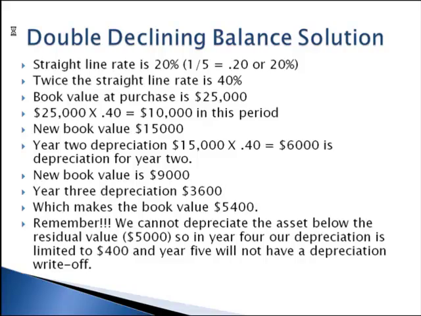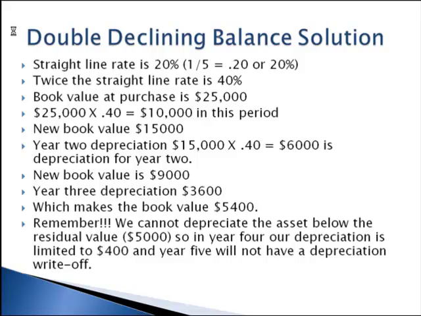We multiply it by 40%, which is our twice the straight line rate, and we find out that our depreciation in year 2 is $6,000. And so if we calculate our new book value, our cost minus accumulated depreciation, and at this point our accumulated depreciation is $10,000 plus $6,000, or $16,000 in total, we find that the book value going into year 3 is $9,000. And so in year 3, our depreciation, if we would take 9,000 times 40%, we would come up with $3,600. And so we follow that process.